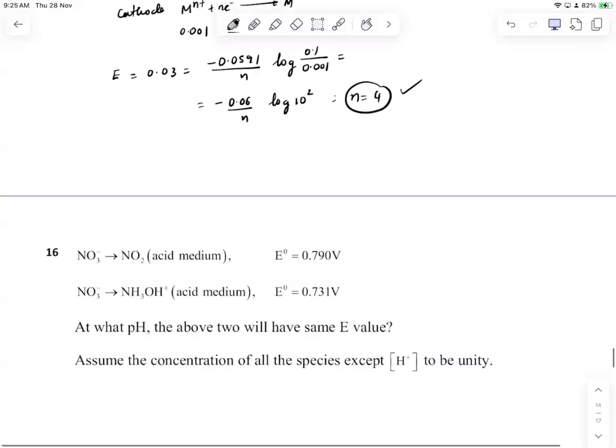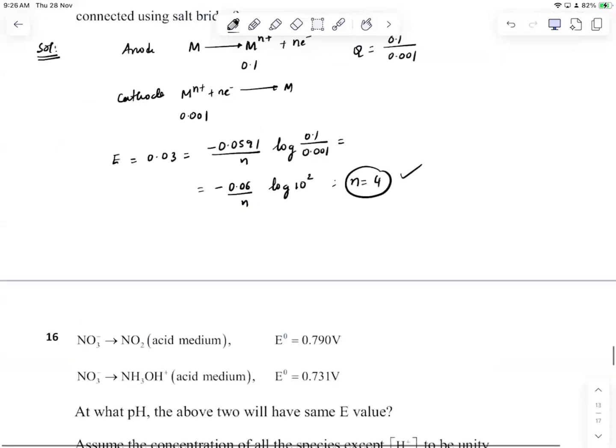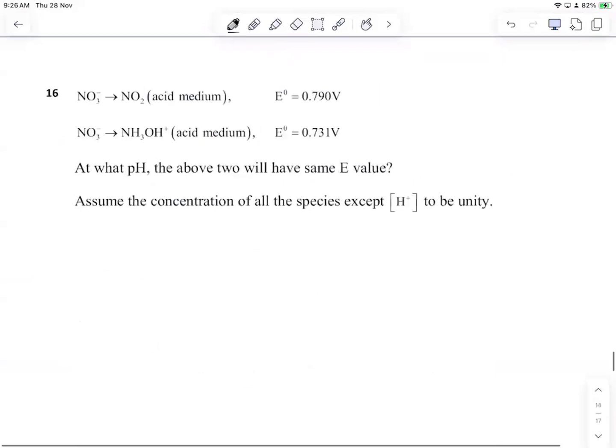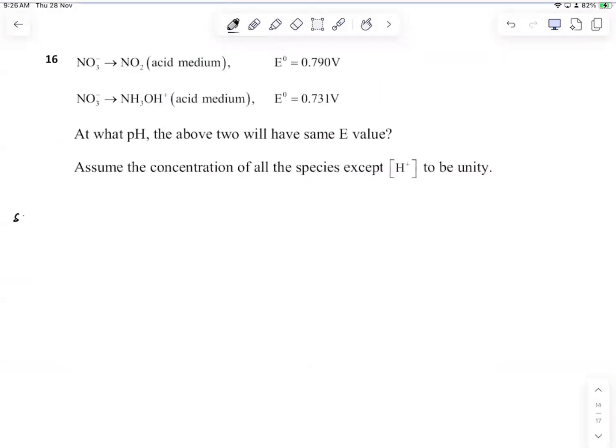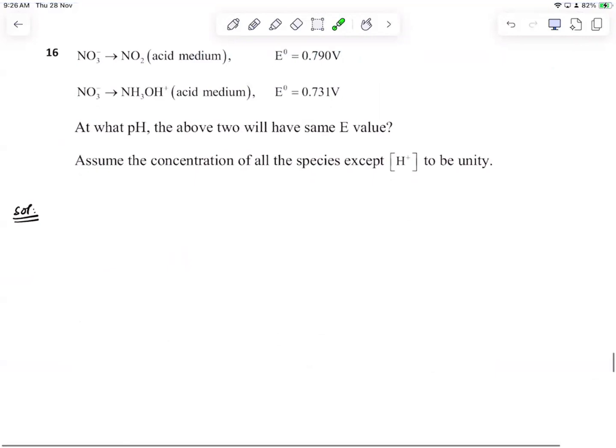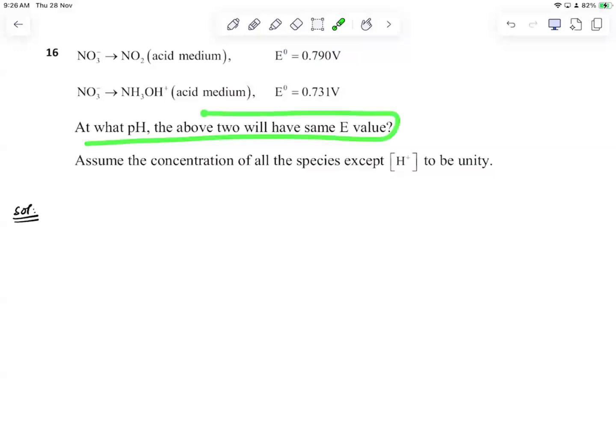Done with it, everybody. Next, see this question. NO3 minus giving NO2 in acidic medium, E naught value is given. NO3 minus is giving NH3OH plus in acidic medium. What will be the pH of the above two solutions if they have the same E value? Okay, so always write for both the equations separately. So first, for NO3 minus in acidic medium.